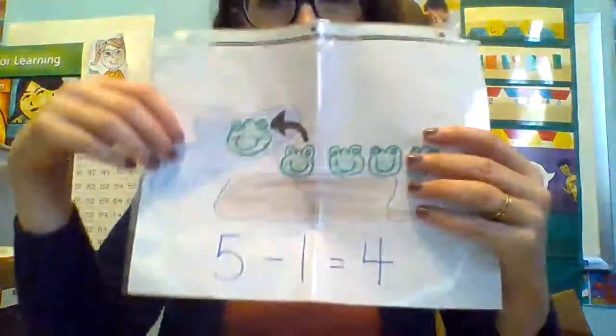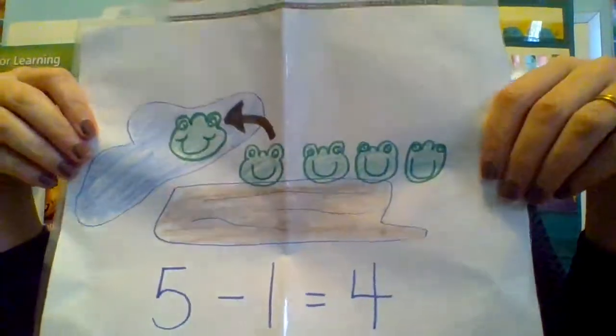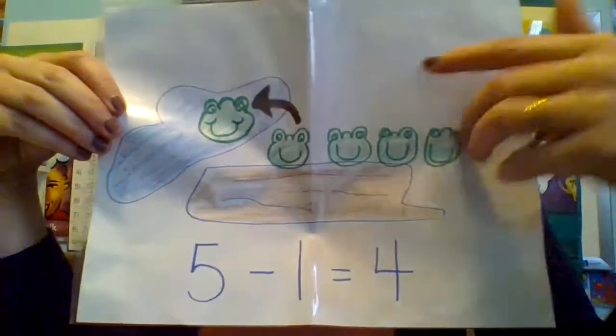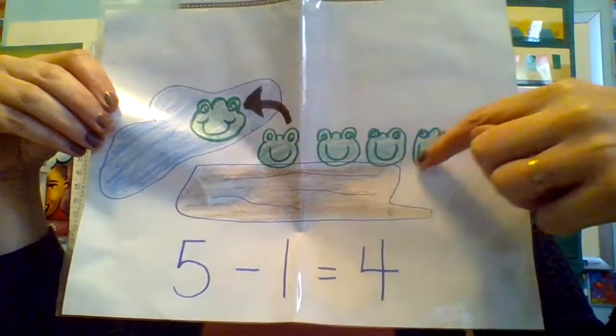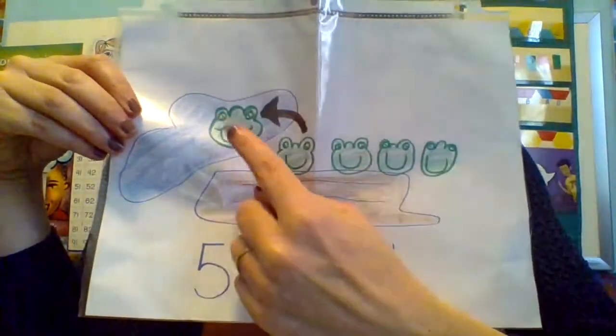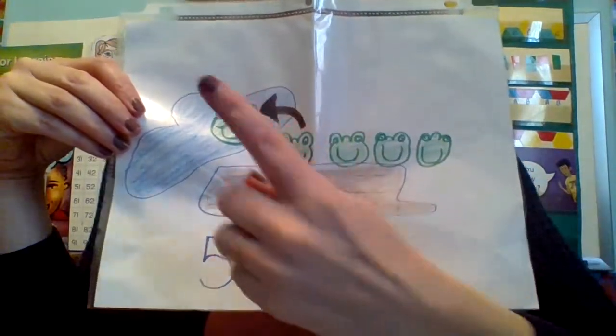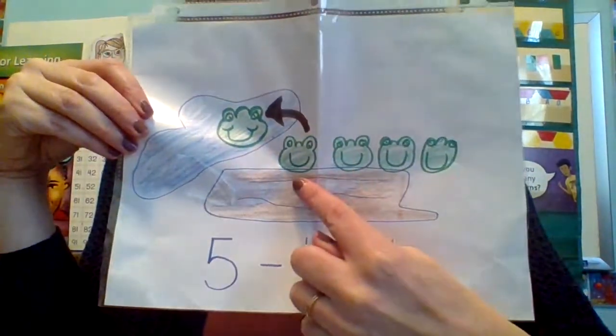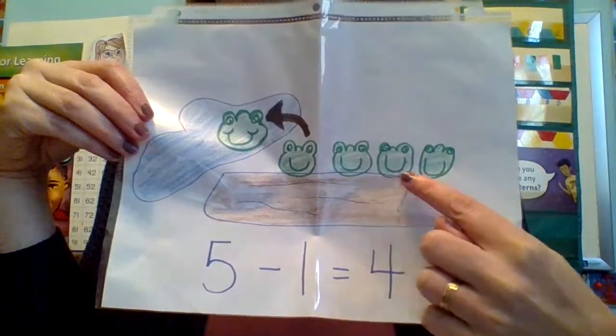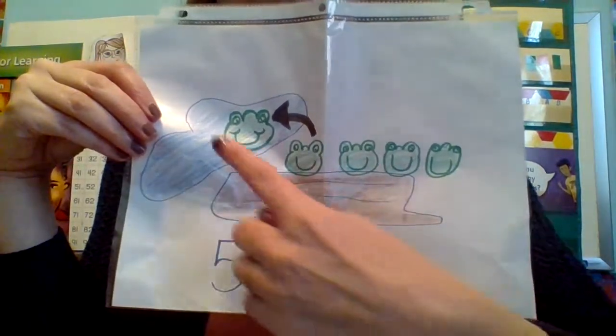I drew a picture to try to recreate the scene. So you see my frogs on the log. Let's count how many frogs were on the log to begin with. 5 green and speckled frogs. Let's count them. 1, 2, 3, 4, 5 frogs on the log.